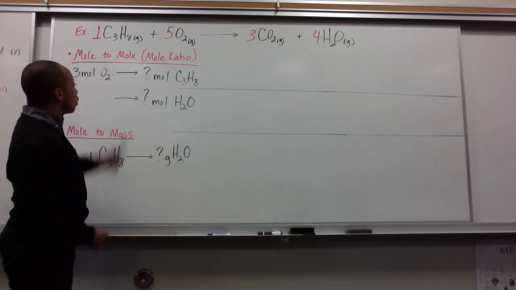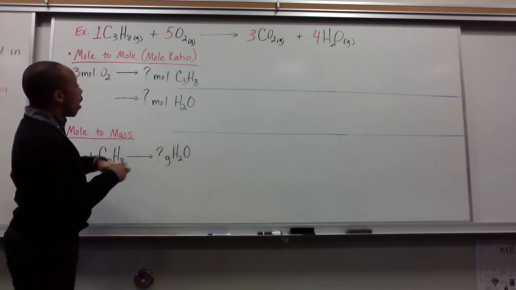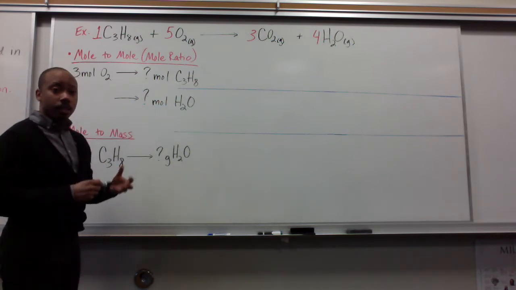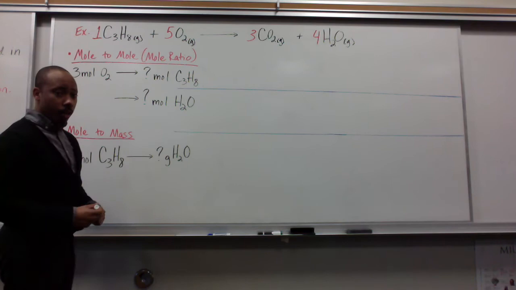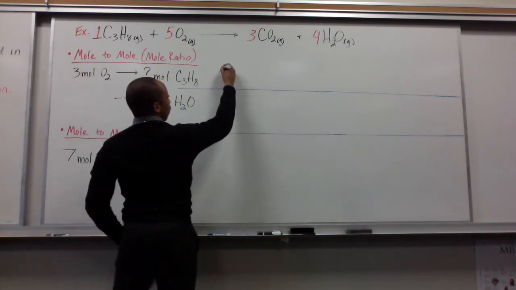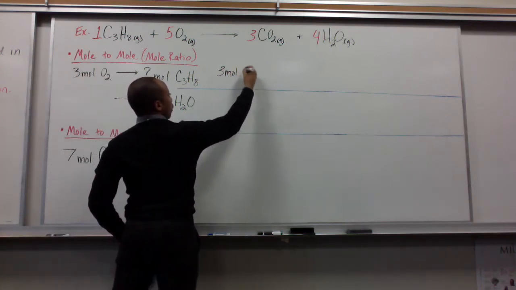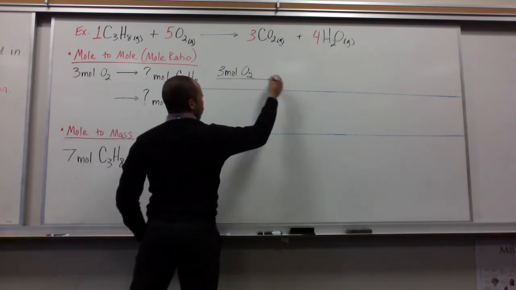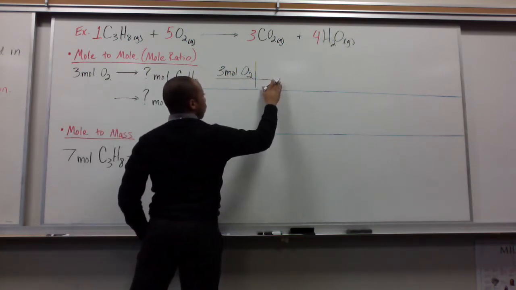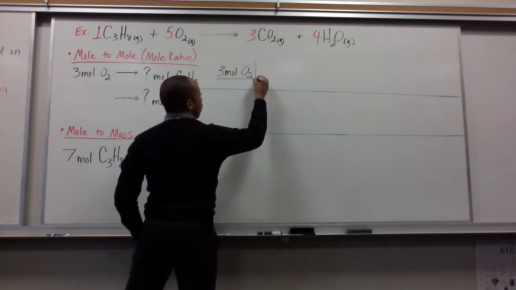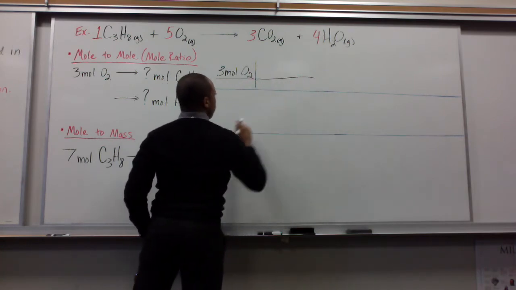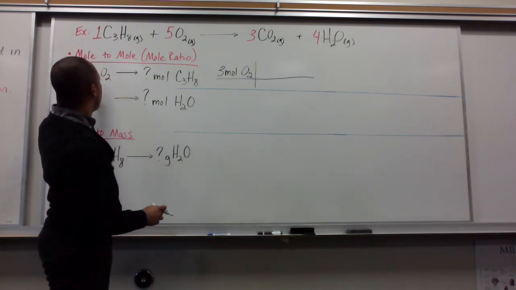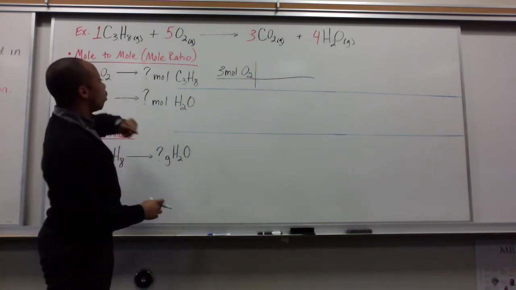So if I have 3 moles of oxygen gas, and I want to know how many moles of propane I need to react with that 3 moles, I start off with what's given to me. 3 moles of oxygen gas. And I put it in my dimensional analysis brackets. Put that a little higher. And now I want to go from moles to moles.